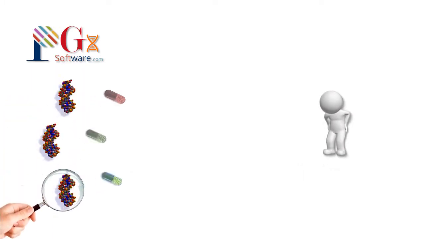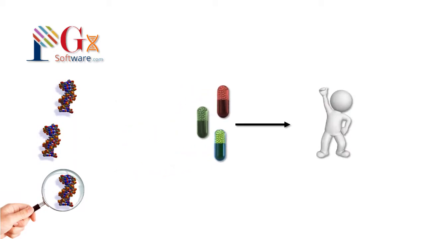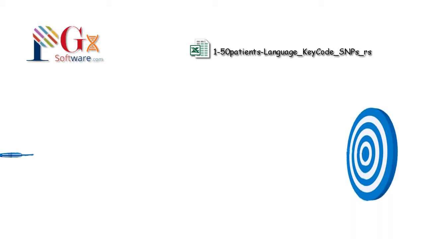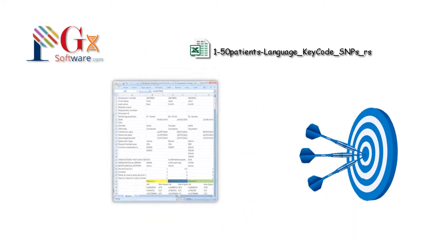To analyze each gene, PGx Software utilizes a proprietary portal to establish drug associations specific to your client's profile. For each patient, demographic and genotyping information is required. This version of the software allows you to upload up to 50 patients. In order to avoid errors, certain fields must be filled.